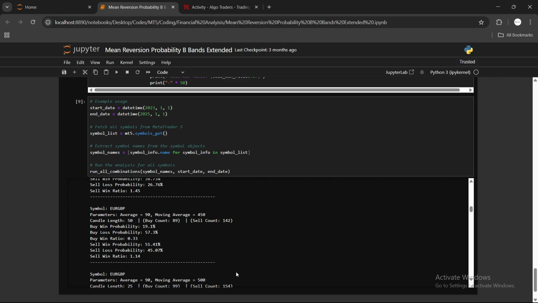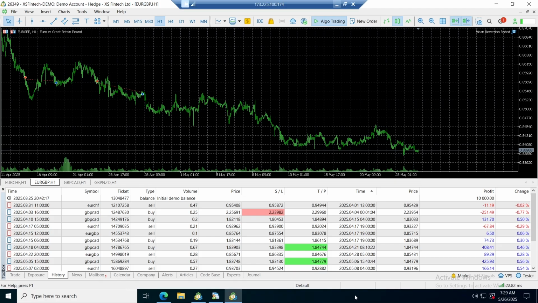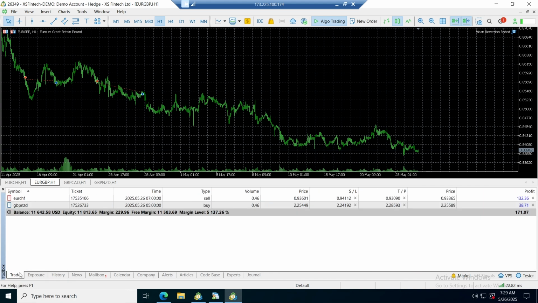I purposefully had to wait until we had another trade so you guys can see that this was no sort of manual trade or test. These are all automated. All of these are automated.